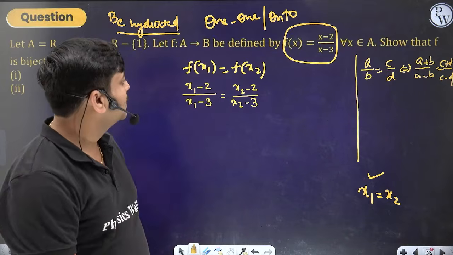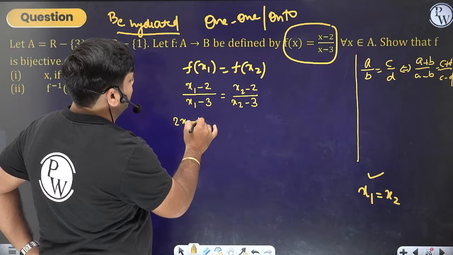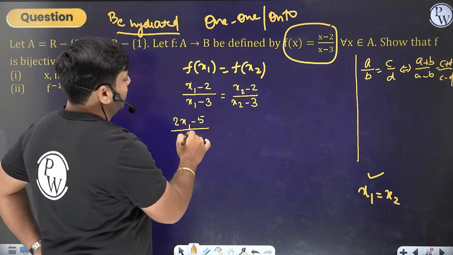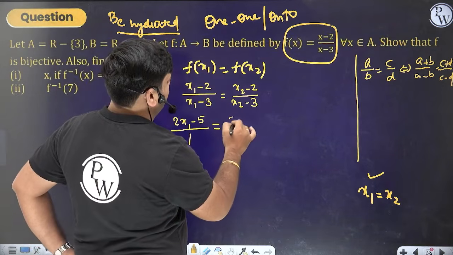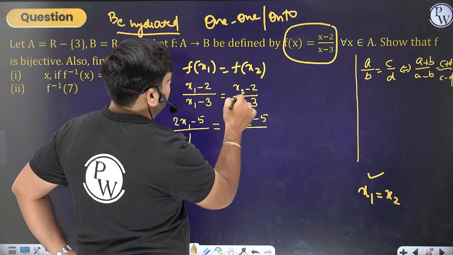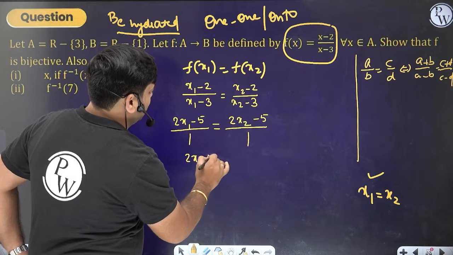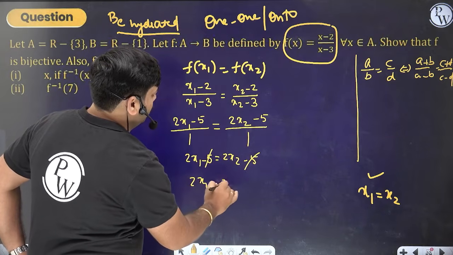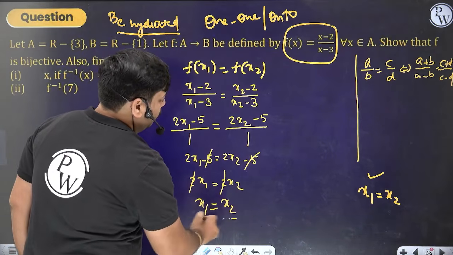So in that case, a plus b: x1 plus x1, 2x1 minus 2 minus 3 is minus 5, by a minus b: x1 gets cancelled, minus 2 plus 3 becomes 1. Here it will be x2 plus x2, 2x2 minus 2 minus 3 becomes minus 5, by minus 2 plus 3 becomes 1. So we got 2x1 minus 5 is equal to 2x2 minus 5, these two get cancelled, 2x1 is equal to 2x2, and finally we got x1 is equal to x2.